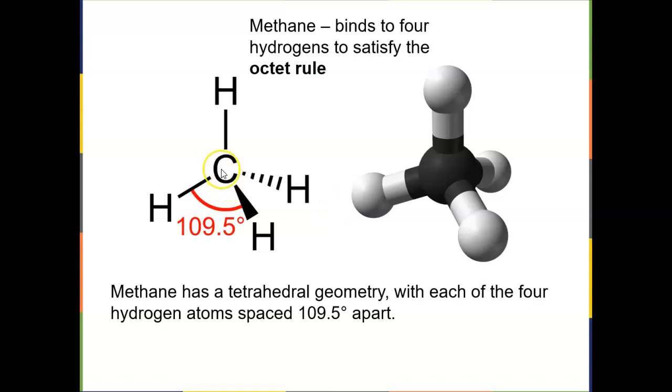which has a central carbon. And remember, carbon can bind to up to 4 different things. So in this particular case, it's bound to 4 hydrogens right here. For the record, if you're not familiar with chemistry notation, the straight line represents a covalent bond.